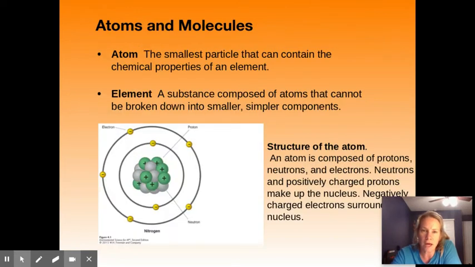Looking at atoms and molecules, an atom is the smallest particle that anything is made up of. An element is composed of a bunch of atoms of the same kind. Everything that's on the periodic table is an element, and it can't be broken down anymore. Here are the parts of the atom in the diagram: you've got the electrons in the electron shell and cloud on the outside of the nucleus, and then you've got the protons and the neutrons within the nucleus.